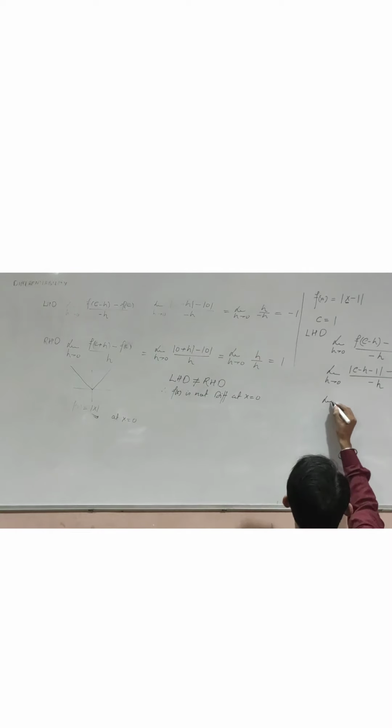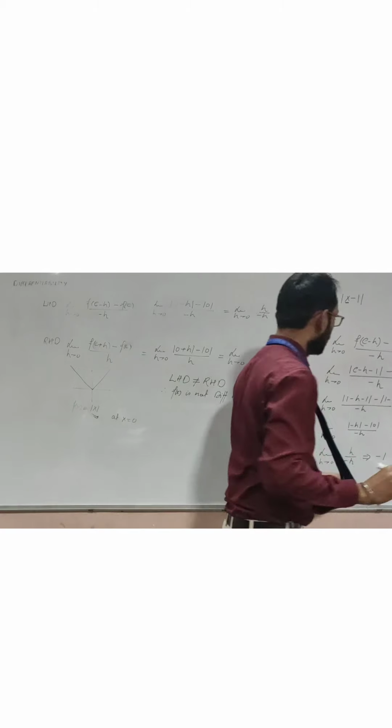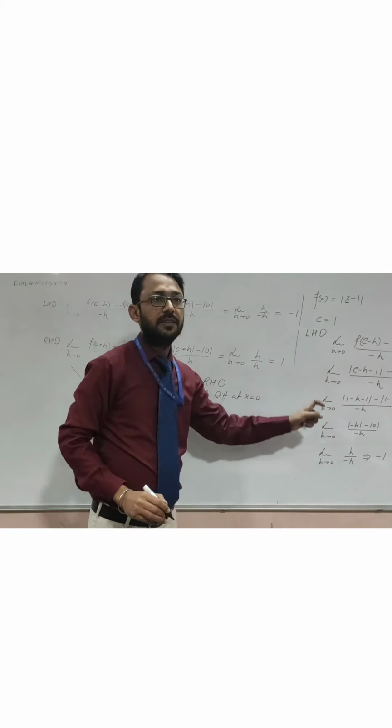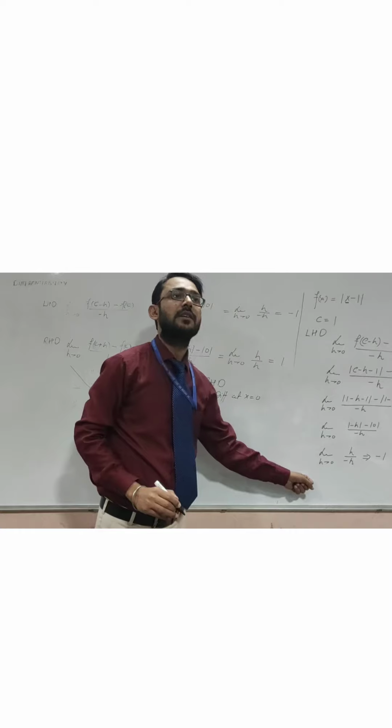So it will be limit of h tends to 0, mod (1 minus h minus 1) minus mod (1 minus 1) upon minus h. Limit of h tends to 0, it will be mod minus h minus mod 0 whole upon minus h. We are getting limit of h tends to 0, h upon minus h. This gives me the result minus 1. So the left hand derivative value is minus 1.